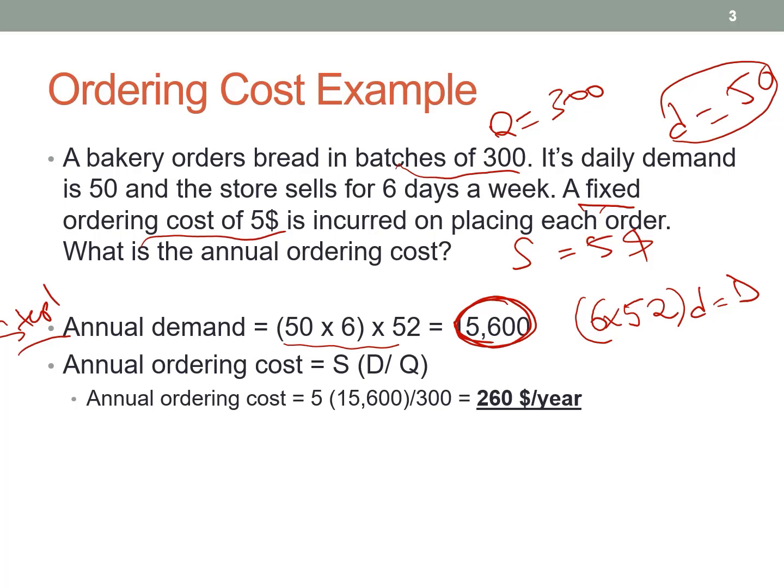Then we just plug big D into the annual ordering cost formula. We know S is $5 from the question. We know Q is 300. When we solve, we get the annual ordering cost is $260 per year. So each year we must spend $260 just to be able to place the orders with our supplier.